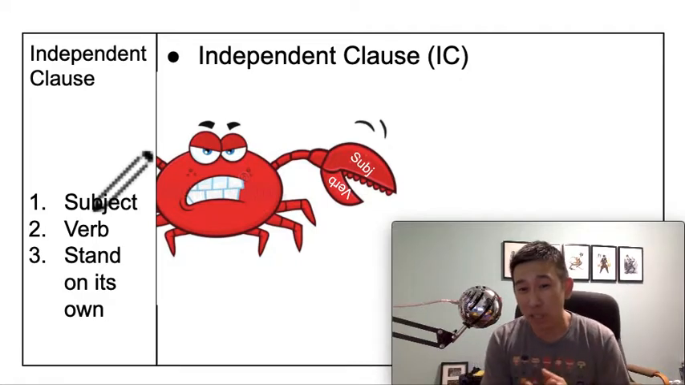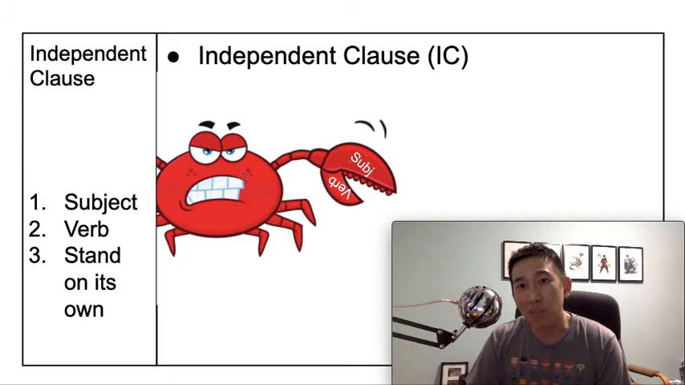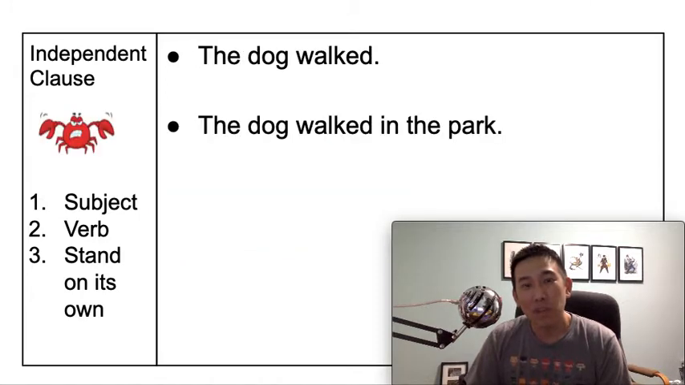Does it have a subject in it? Does it have a verb in it? Can it stand on its own? So let's take a look at this in practice. So, got some pretty easy sentences to start.